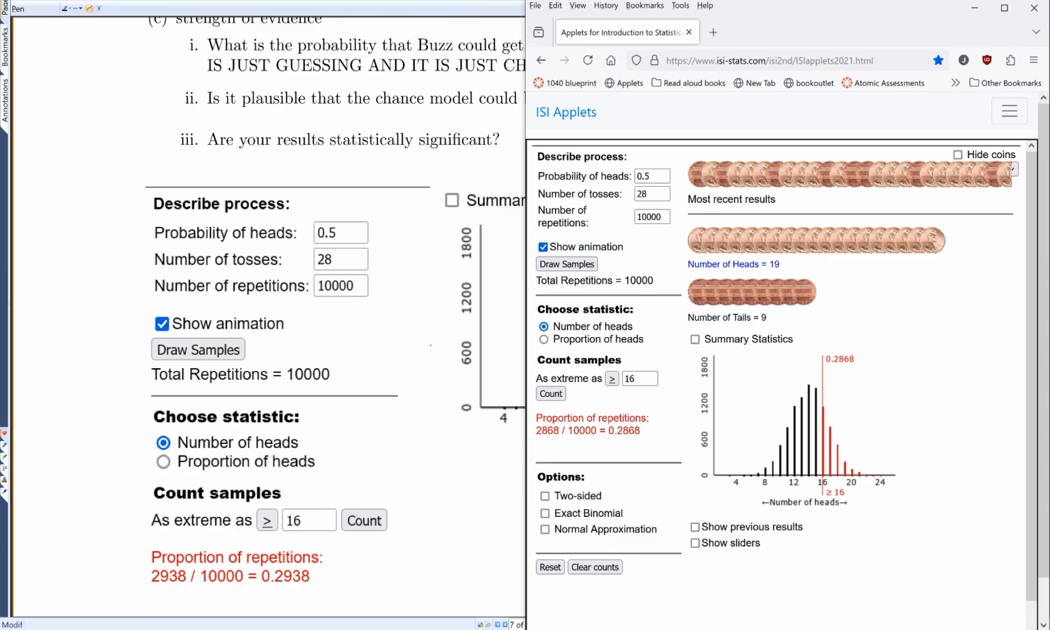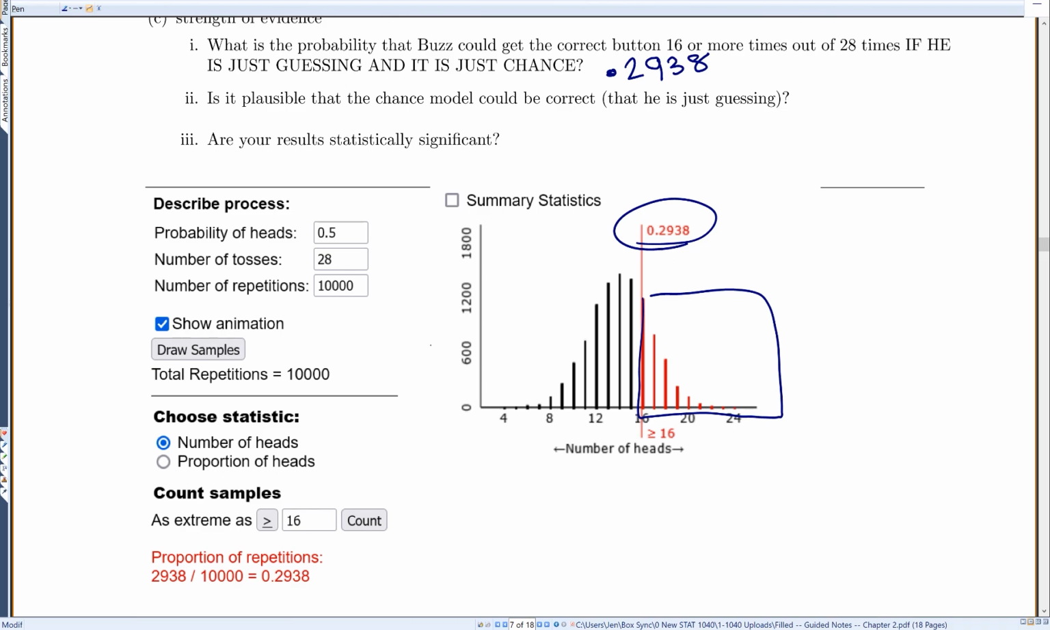Theoretically, we would want to do 1,000,000 or 1,000,000,000 tosses, but that does take a while. Okay. So only about a 29% chance that he could get the correct button 16 or more times if he's just guessing and it's just chance. Well, is that plausible? So I like to write 29.38%. To me, in my mind, that makes more sense. Oh, I'm like, oh, 29% chance he could get that if he was guessing. Does that seem plausible? Yes.